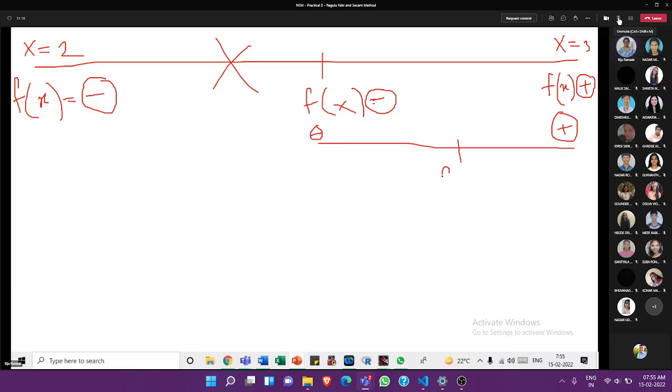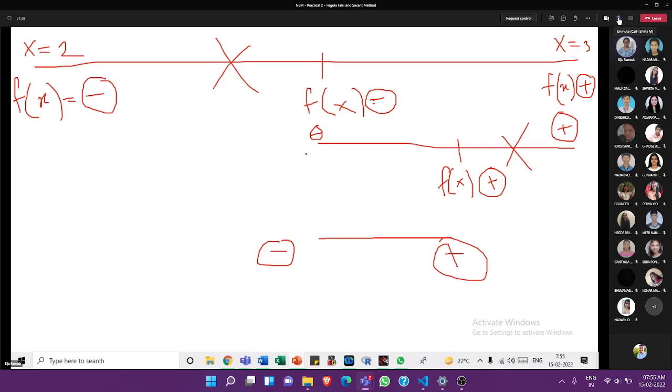Now you find f of x here, and if this is positive, then the root lies between here, negative and positive. Hope you all remember this, everyone. Yes or no, students? Do you remember this? Everybody? Yes, this is what you have to apply now.